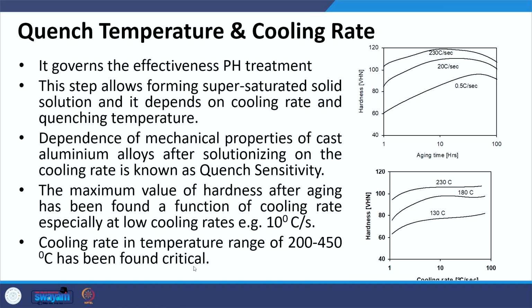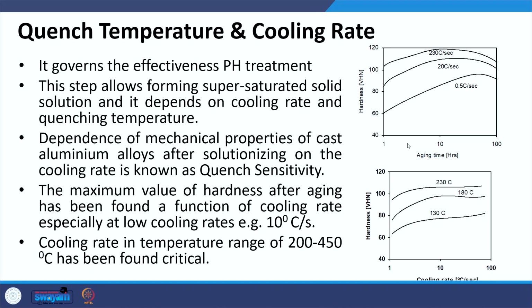So when we are cooling from the solutionizing temperature, say 500, 520, or 550 degrees centigrade, the cooling rate given especially in the temperature range of 450 to 200 degrees centigrade is critical in determining the end structure and the mechanical properties of the alloys. So this is what we can see here. Increasing the cooling rate increases the hardness, and this is what indicates the quench sensitivity.